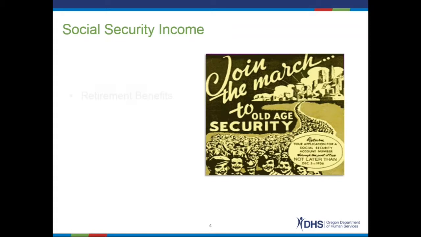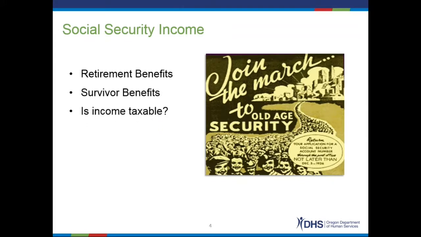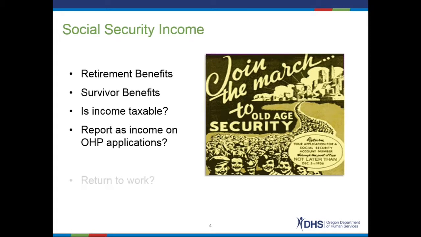Okay, Social Security income. These are retirement benefits and survivor benefits. So we're going to talk about whether or not the income is taxable, whether or not to report it as income on the Oregon Health Plan applications, and whether your client can return to work and still get income.